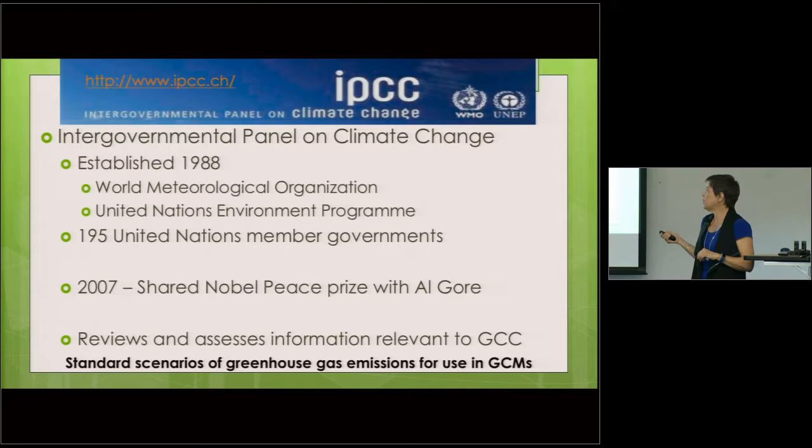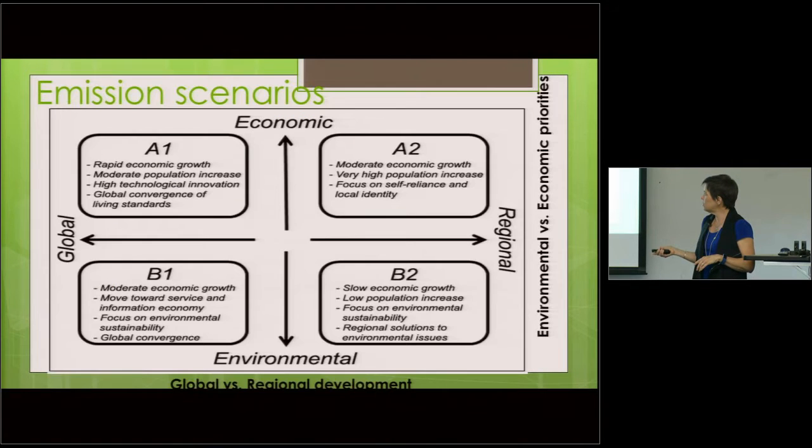So what this panel does is it gathers all this information about global change, and it reviews and assesses that information. And one of the many things that it does is it produces these standard scenarios of greenhouse gas emissions for use in these climate change models. So what are these standard scenarios?